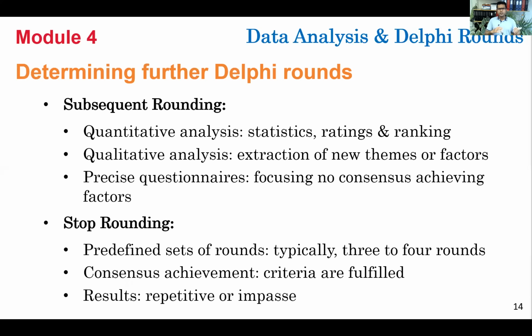The CV and Kendall's tau can help us decide whether to go for further rounds or stop at the existing round. Let's do it with an example in a real setting.